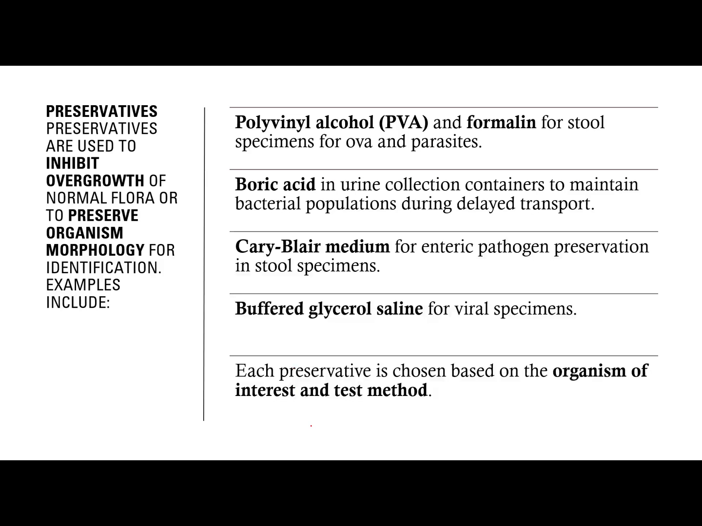Now, what are the different preservatives? You would use polyvinyl alcohol or PVA and formalin for stool specimens for ova and parasite analysis. Boric acid naman, class, in urine collection containers to maintain bacterial population during delayed transport. Then Cary-Blair medium naman for enteric pathogen preservation in stool samples. Buffered glycerol saline for viral specimens.